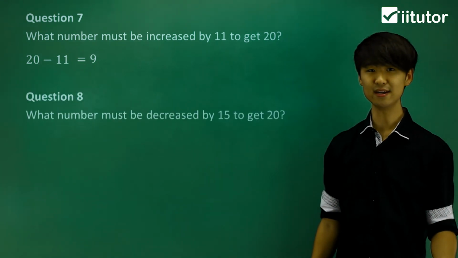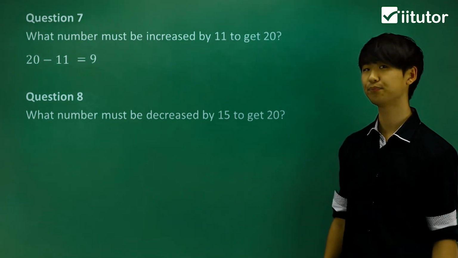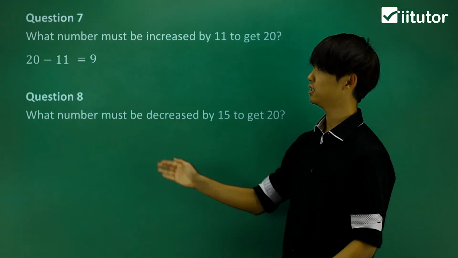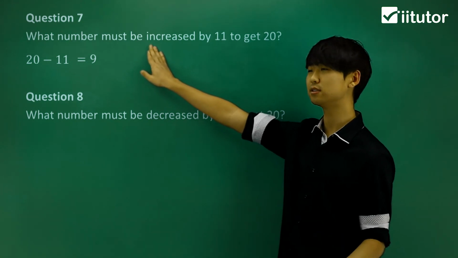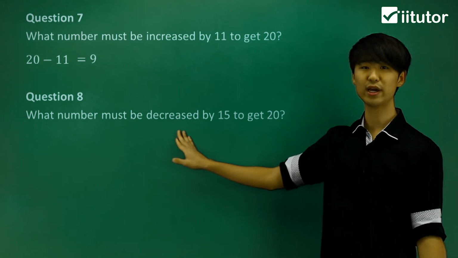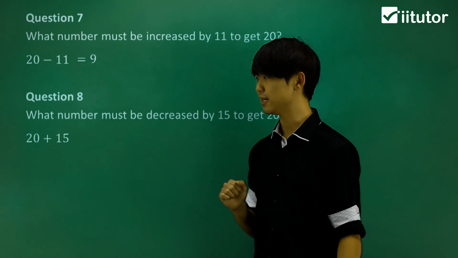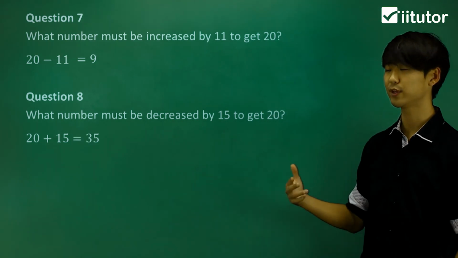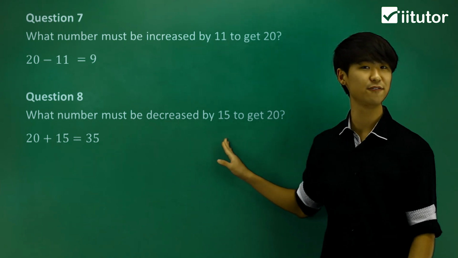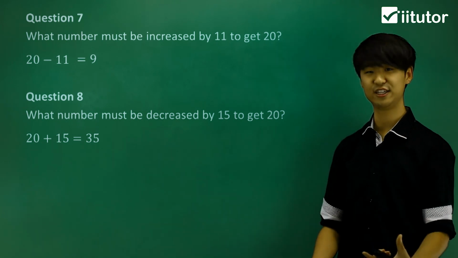Now looking at question 8, what number must be decreased by 15 to get 20? Again, I want you to think about whether we're going to use subtraction or addition. The previous question said, what number must be increased? Now this question says, what number must be decreased by 15 to get to 20? So I'm going to add these two numbers. If I do 20 plus 15, I get a value of 35. If I reread the question, it'll make more sense. 35, if it's decreased by 15, then I will get the value of 20. So again, sums and differences is what we're looking at now.